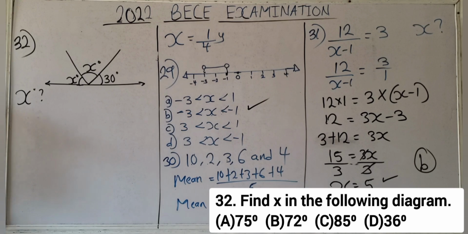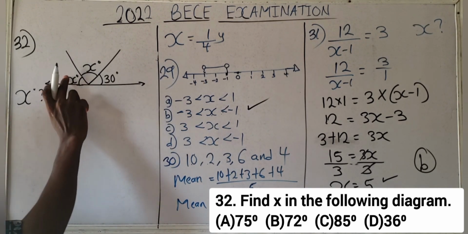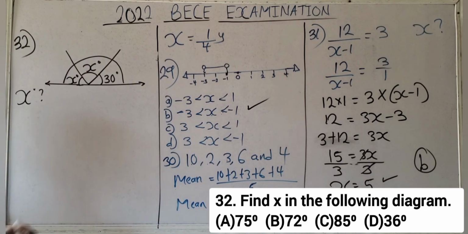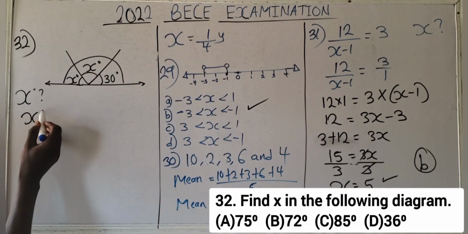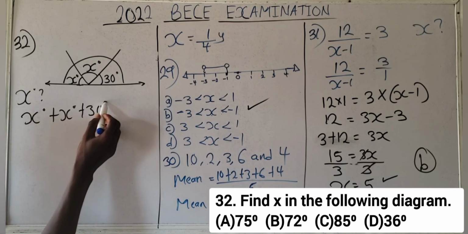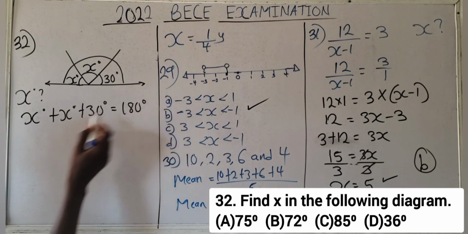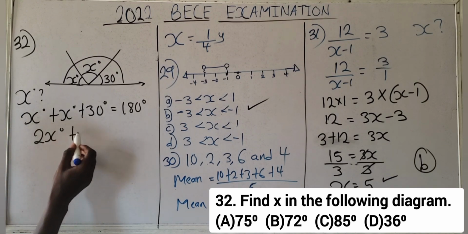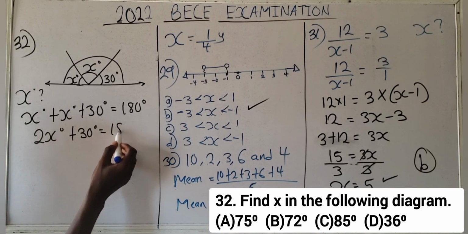And you know that the sum of angles on a straight line is what? It is 180 degrees. That means the sum of all the angles that you have here must be 180 degrees, you understand? So let us sum it together. We have x degrees plus x degrees plus 30 degrees. All of them must be equal to 180 degrees. So x degrees plus x degrees, that is 2x degrees, plus 30 degrees equals 180 degrees, okay?